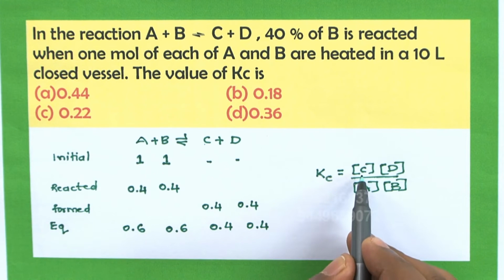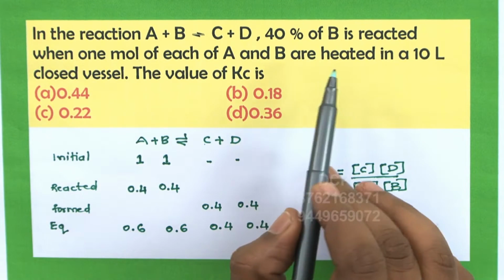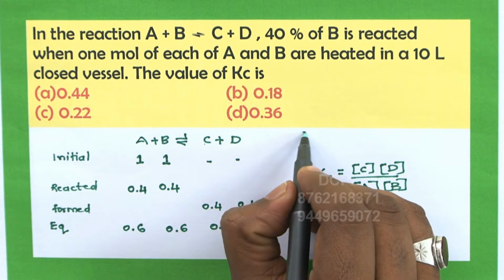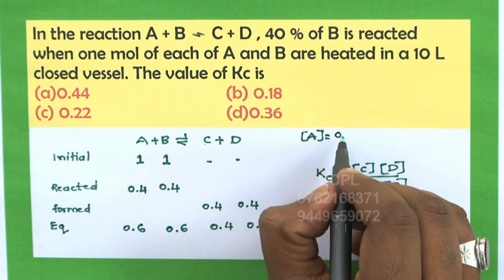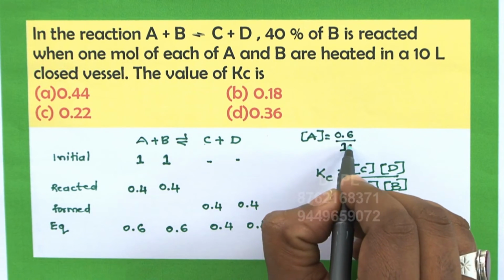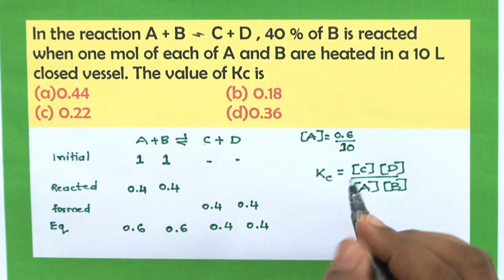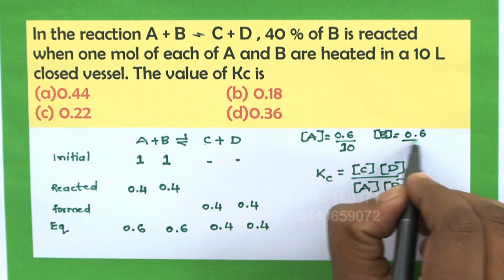Now, we need to find the concentration. So this indicates the number of moles that are present at equilibrium. They have mentioned that the closed vessel is 10 liter. Hence, the concentration of A at equilibrium will be the number of moles of A at equilibrium divided by the volume of the vessel. That is, it will be equal to 0.6 divided by 10, because concentration is given by the formula number of moles divided by the volume. So volume in liters, they have mentioned it to be 10 liter. Hence concentration of A will be 0.6 divided by 10. Similarly, concentration of B also will be equal to 0.6 divided by 10.